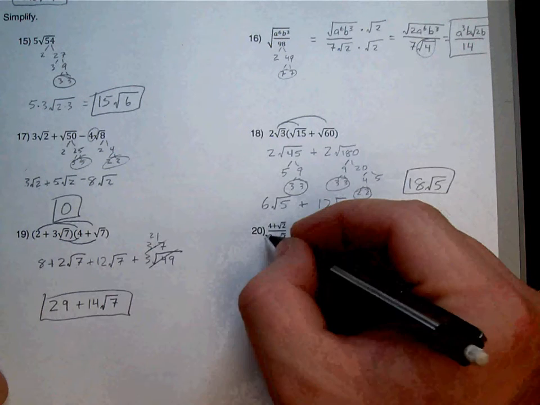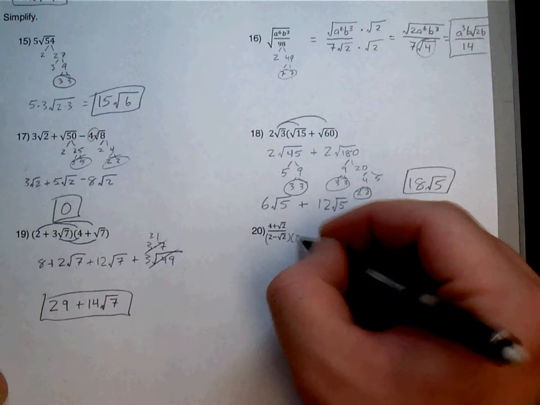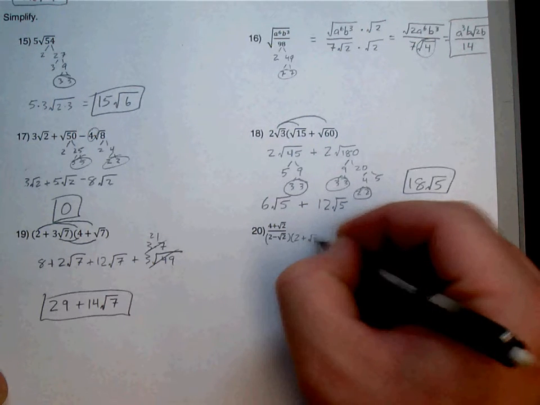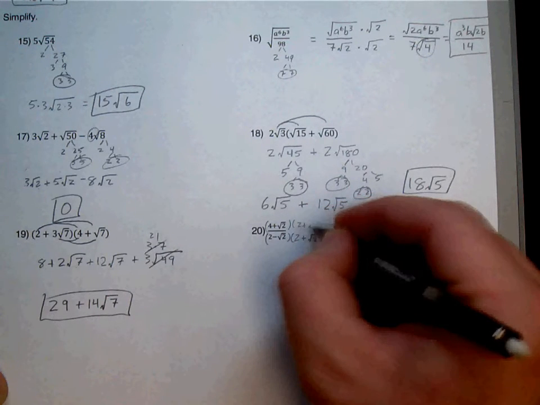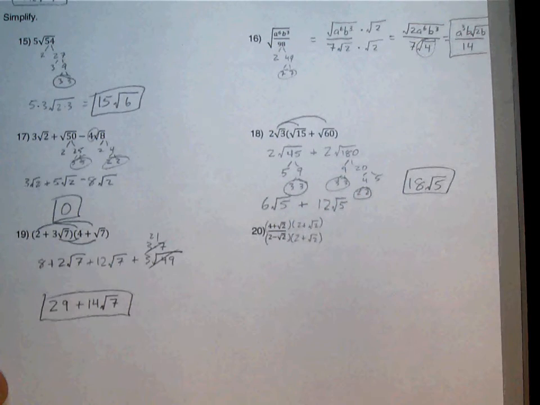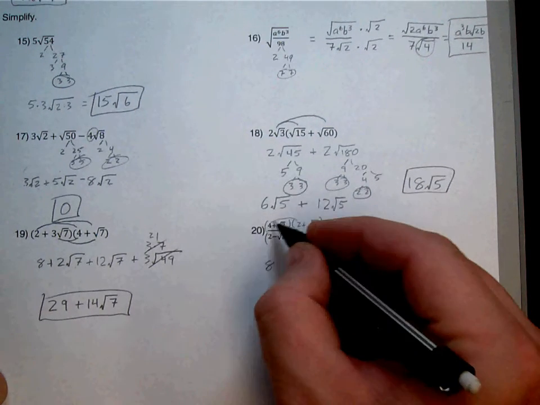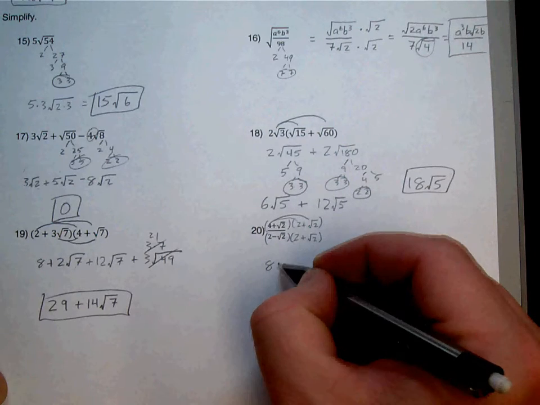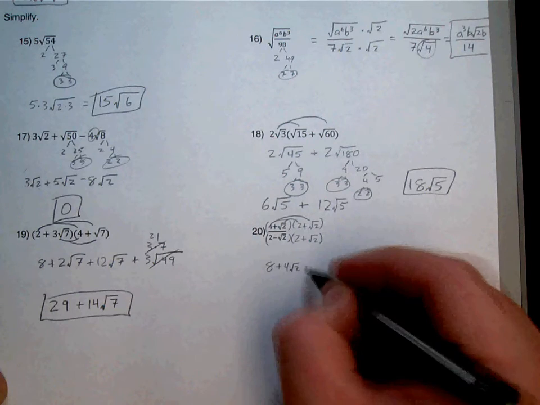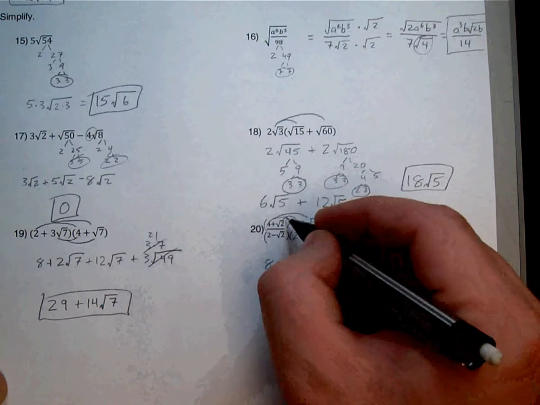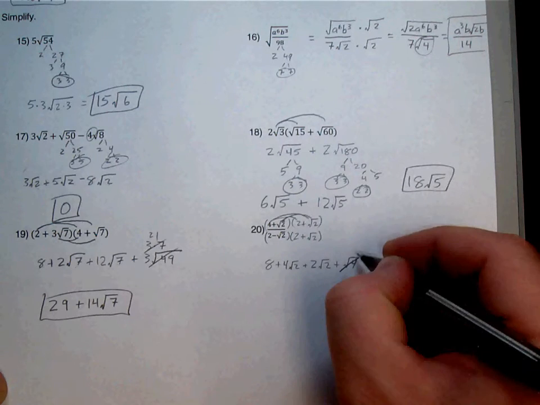Number 20. I have to multiply. It says 2 minus the square root of 2, so I'm going to multiply by 2 plus the square root of 2, to both the top and the bottom. And we have to FOIL. 4 times 2 is 8. 4 times square root of 2 is 4 square root of 2. Square root of 2 times 2 is a 2 square root of 2. Square root of 2 times square root of 2 is the square root of 4, which turns into just 2.